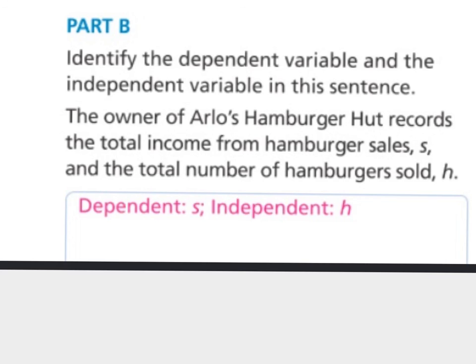Again, we have to sell the hamburgers first, and then we start getting income. We start getting money off of those sales. Okay, so this gives you an idea of how to work with dependent and independent variables.